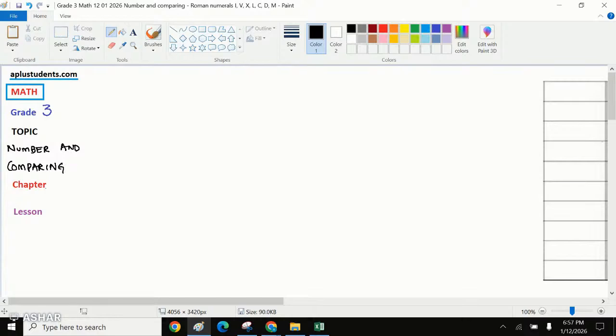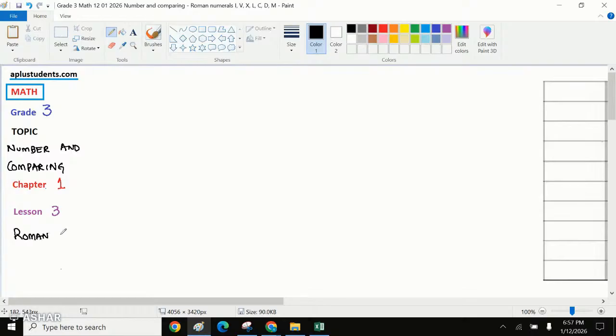I'll give you the chapter number. The chapter number is 1, the first chapter, and the lesson number is 3. What we will be studying today is Roman numerals.